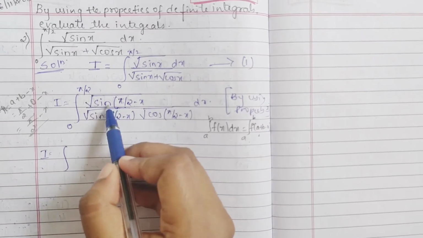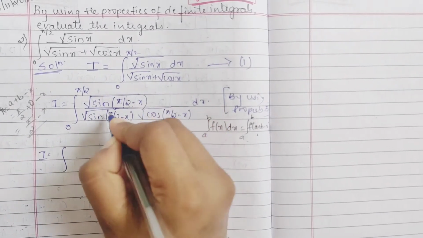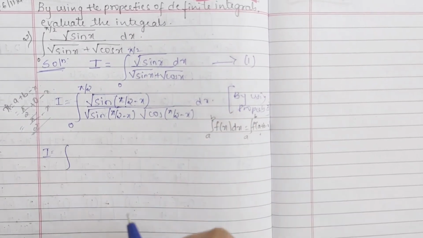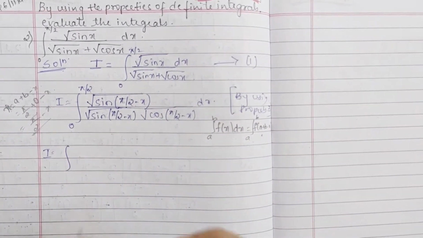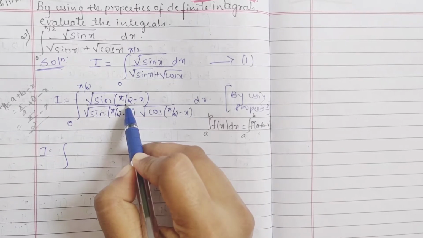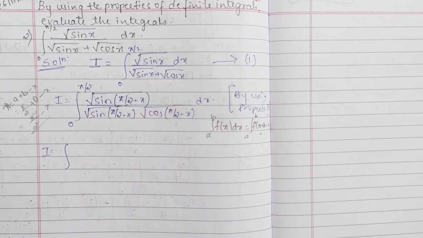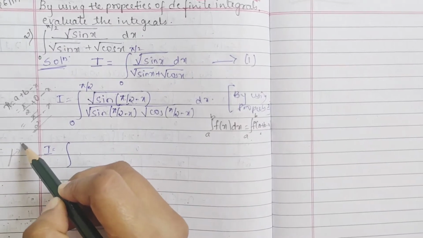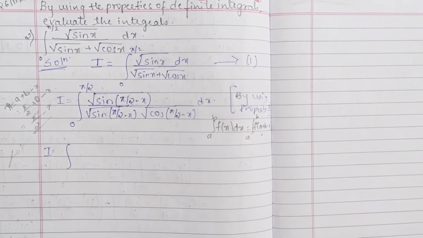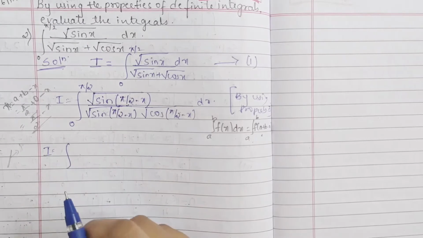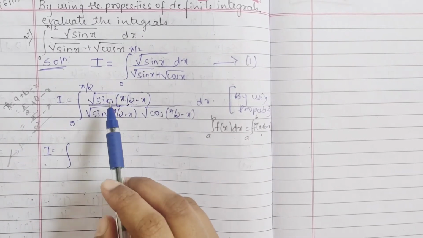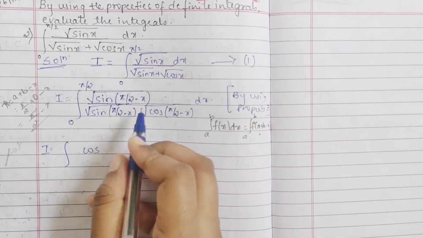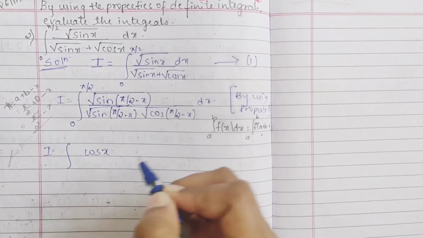Now root of sine pi by 2 minus x. Sine pi by 2 minus x means what? Sine 90 minus x, right? Sine 90 minus theta, we convert it, right? This is pi by 2, which means it is on the y axis, and on the y axis the function changes. On the x axis the function doesn't change, but on the y axis the function changes. Sine changes to cos, yes, cos x it becomes, right?